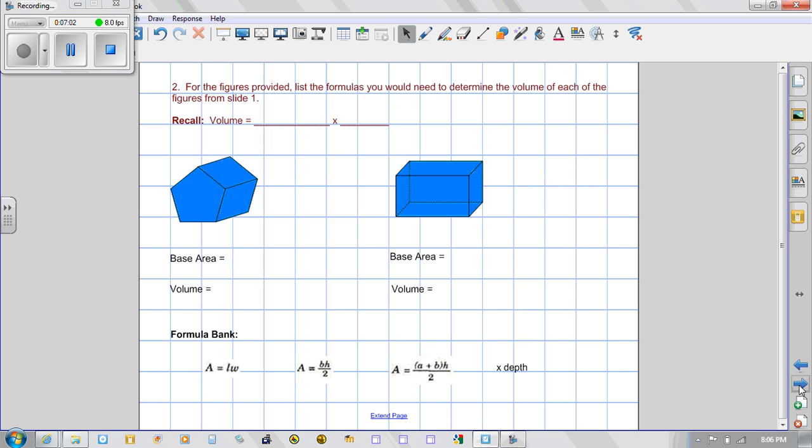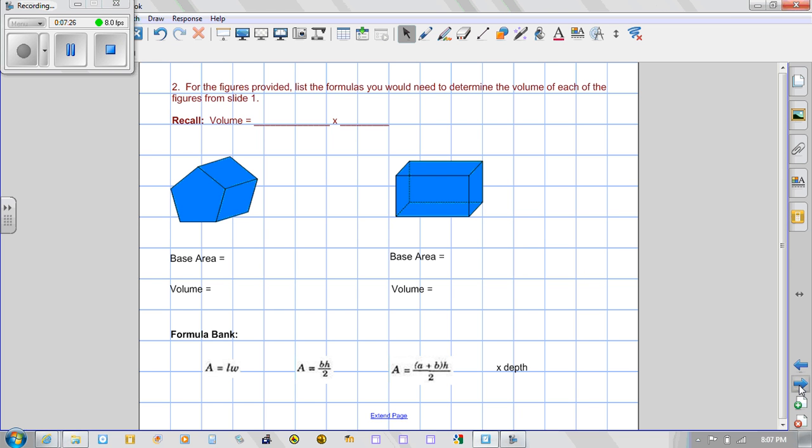Okay, let's move forward. So in this first video, we'll cover about 10 minutes worth, and then we'll get into part 2 in a separate video. In number 2, for the figures that are provided, what we're going to do now is move into listing formulas, things we would need to get the volume of these prisms.